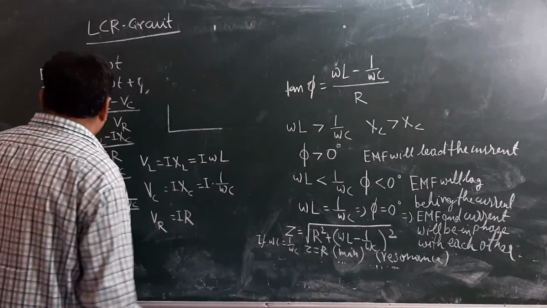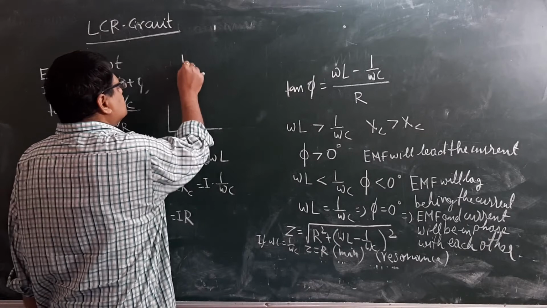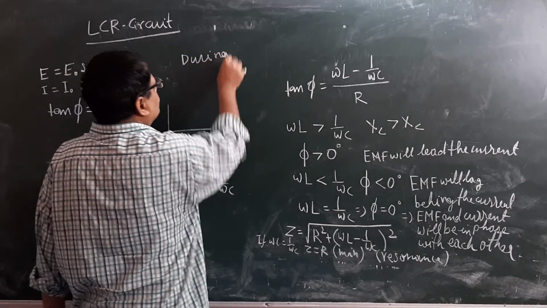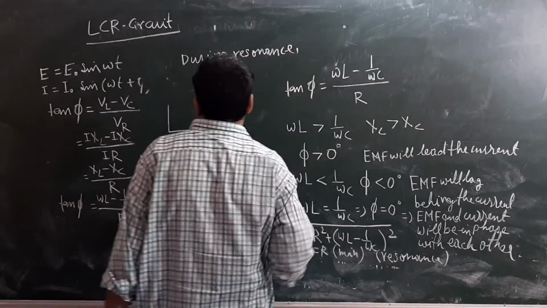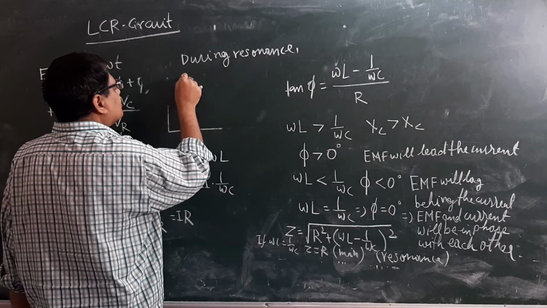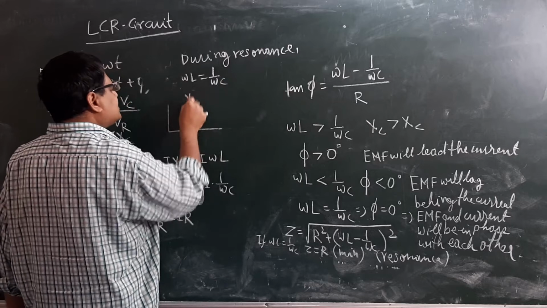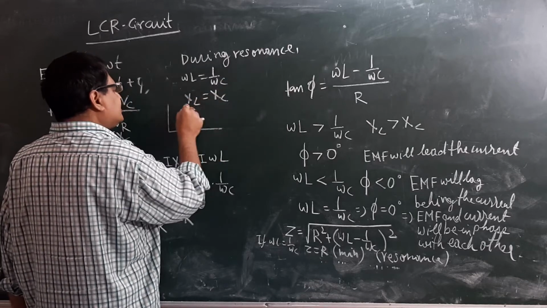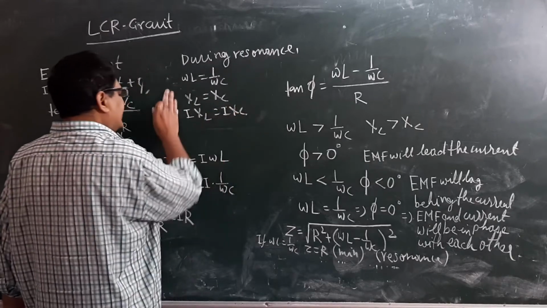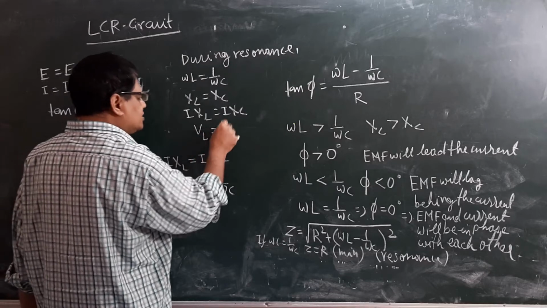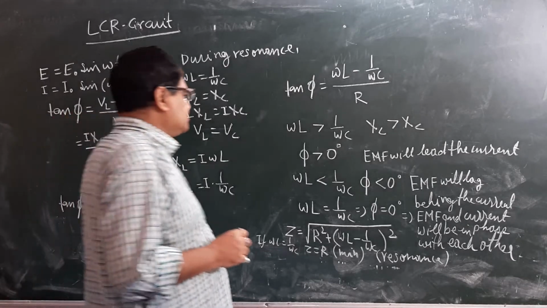So when resonance occurs, then what will happen? During resonance, we can say that omega L is equal to 1 by omega C. That is to say XL is equal to XC. That is to say I XL is equal to I XC. So I XL is equal to VL, and that is equal to VC. That is, both the voltages will be equal, but both are out of phase.